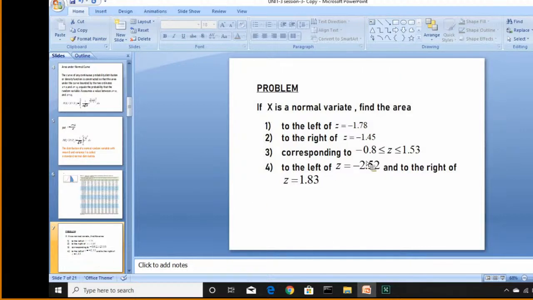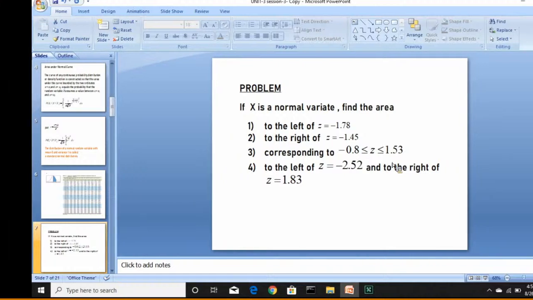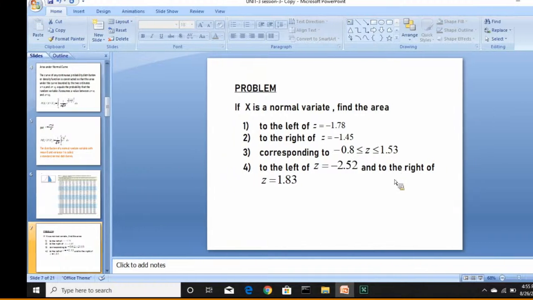See the next part corresponding to minus 0.8 and 1.53. Who is telling the answer first? Let me see. Now it is clear for all of you. I am thinking those who are listening, and those who are not listening, sleeping, I am helpless. Have you noted the question? Third question only, you see. For the fourth part I will show you.